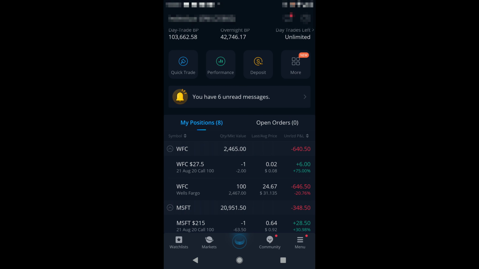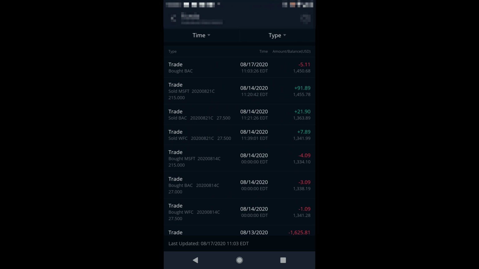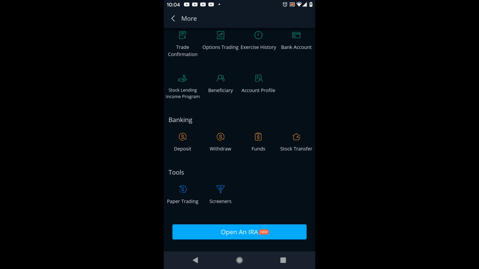One of the things you can do is go to more, scroll down to funds, and then you'll see that on the 17th, we paid $5.11 to buy back that contract. But you'll see that on August 14th, we got $21.90. So you would do the difference. We got about $16 to $17, which is pretty nice for about a day and a half, 2 days. That was pretty easy money, guys. So that's how you buy back a contract.